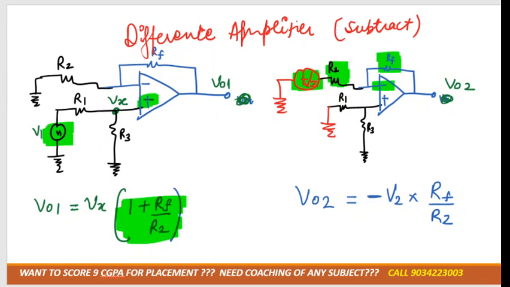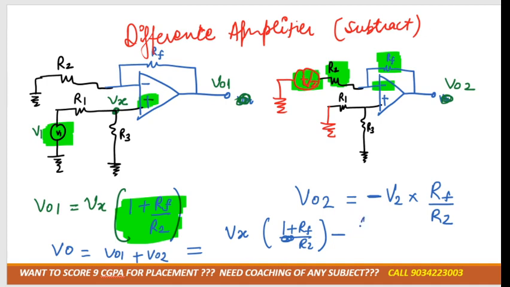Got it? Any doubt? So we need the final V0. V0 would be equal to V01 plus V02. Ultimately we have to add it only. We can't subtract. So it would be how much? Vx multiplied by 1 plus Rf over R2, and then minus V2 Rf over R2. Any doubt up to here?